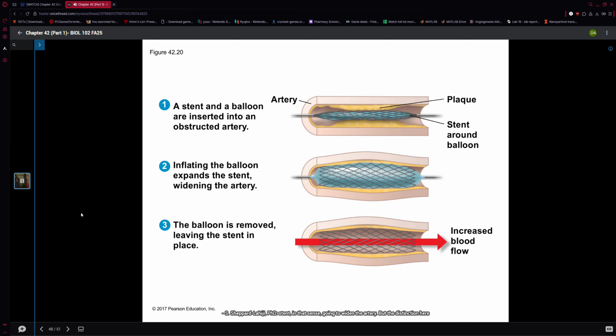But the distinction here is that when you have balloon angioplasty in the absence of a stent, the balloon gets removed. Here the balloon is removed, but the stent stays behind, and that helps to maintain that space, maintain the lumen, and help to increase blood flow. So a stent is an approach or a modification to the balloon angioplasty that can help prevent restenosis, restenosis being the reformation of atheromas after a certain period of time elapses.